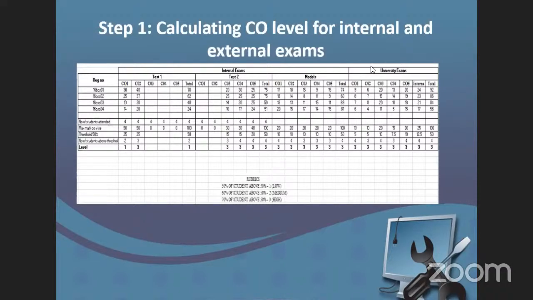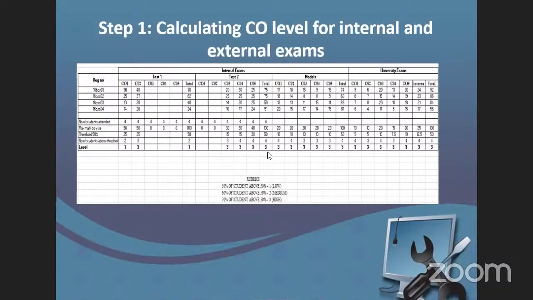50 plus 50, 100. For the model exam, for all the COs, I have given 20, 20, 20, 20, 20, which is 100. For the university exam, it is CO1 and 2, 10 and 10, then 20, 20, 20, 20 and so on, so the total is 100. So this is the maximum mark CO-wise.